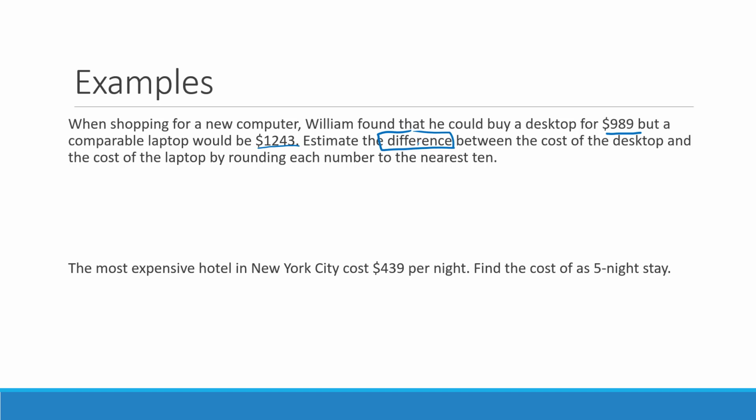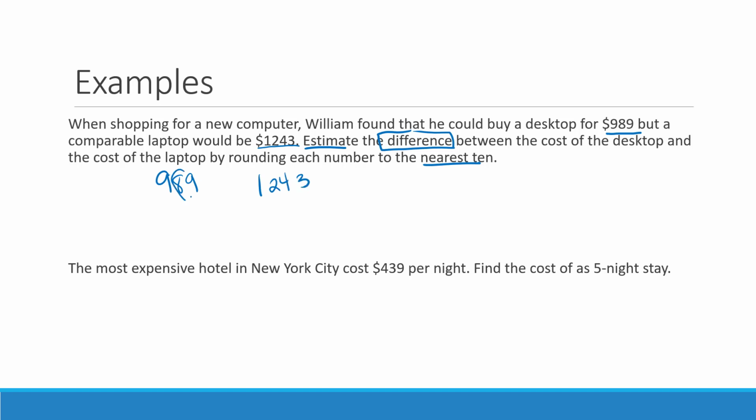Now, Ed Ready loves to combine topics. So we just talked about how to round. So it says estimate the difference, which is subtraction, by rounding each number to the nearest 10. So now we combine that rounding with an operation. So let's round each one of these numbers first to the nearest 10.